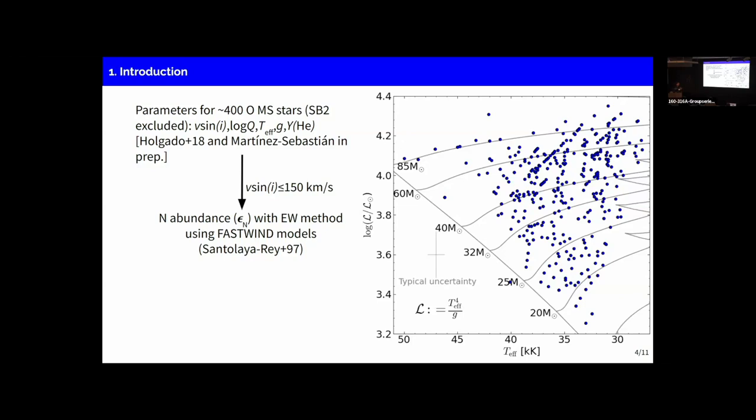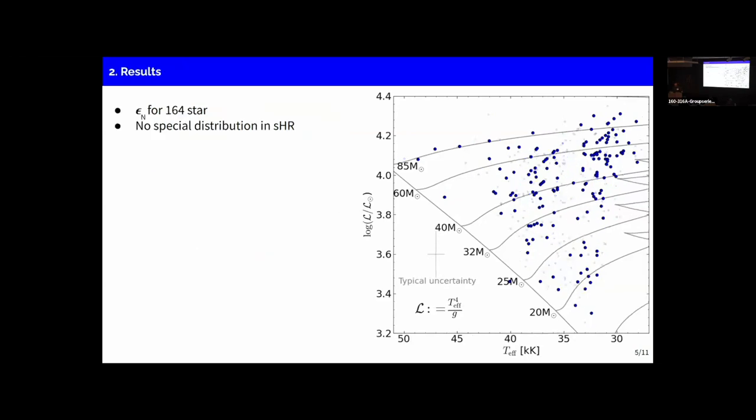So we need strong lines. At higher velocities, the lines are much shallower and it's much more difficult to get reliable abundances. After doing that, I have got 164 stars with reliable nitrogen abundances with no special distribution in the HR diagram. The only point is that they are not so close to the ZAMS, but more or less distributed uniformly in the spectroscopic HR diagram.